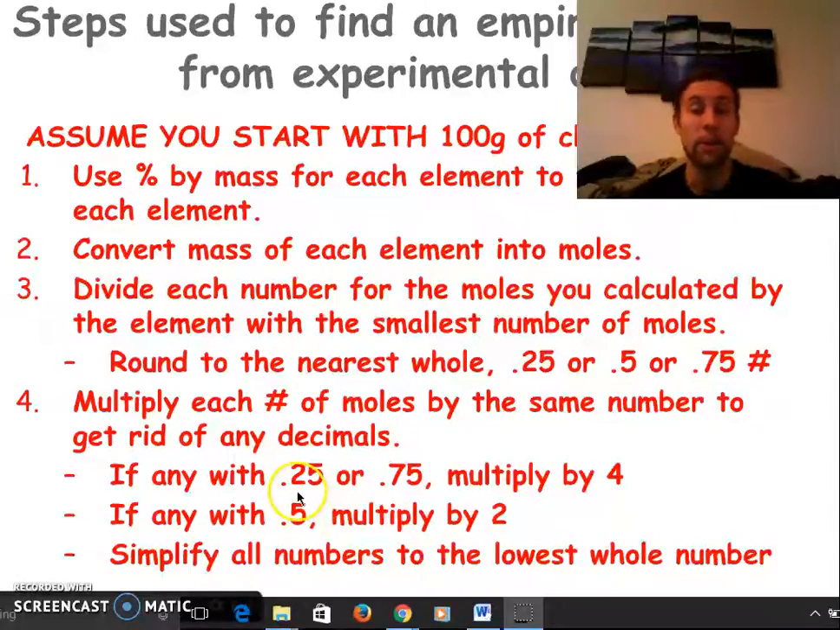And if it's in a decimal of 0.25 or 0.75, you multiply by 4. 0.5, we just said, you multiply by 2. If it's 0.33, you multiply by 3. You shouldn't have any other numbers that aren't those. Then you simplify all the numbers you have to the lowest whole number ratio. That's what makes it an empirical formula.